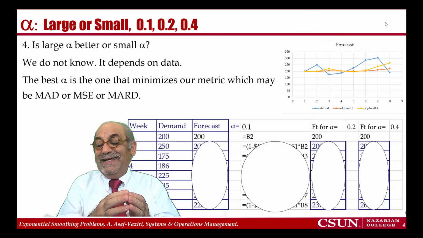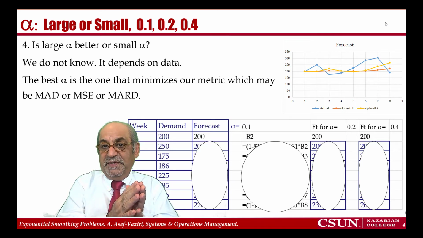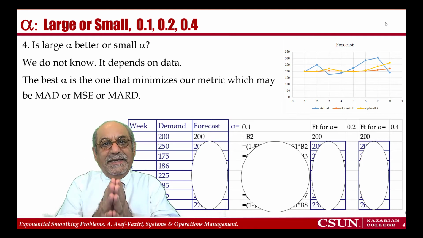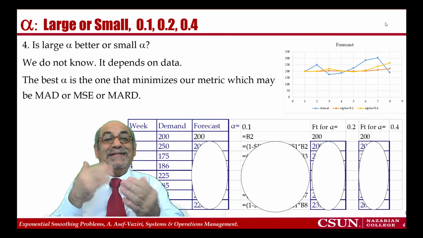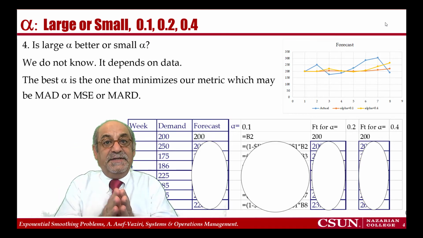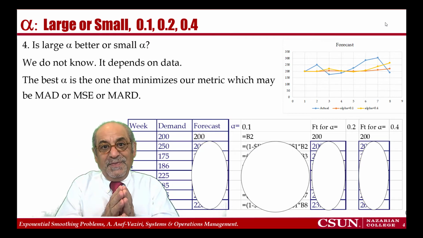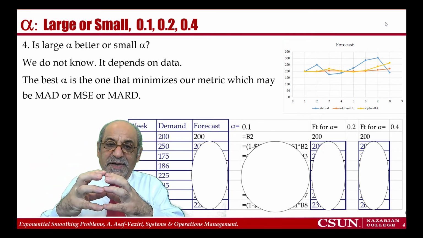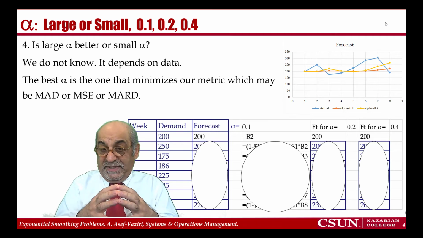In one of my lectures, I will show it to you, I will mathematically prove it, that exponential smoothing is a weighted moving average. But all past data are present in this weighted moving average. However, older data have smaller weights and more recent data have larger weights.